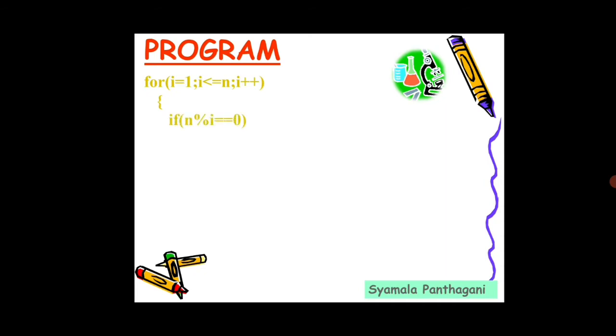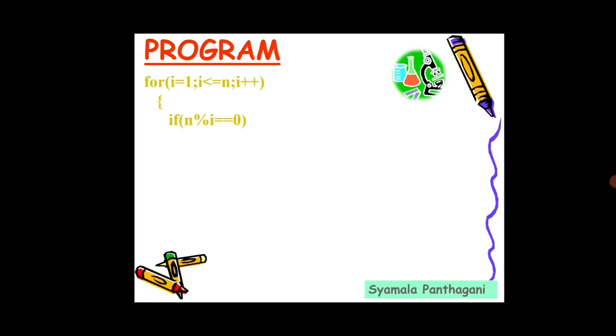If n mod i is equal to 0. The meaning of this statement is, if the given number is divided by the i variable, because the value of i is incremented each time when the iteration completes. If the given number is divided by i, then i is a factor of the given number.